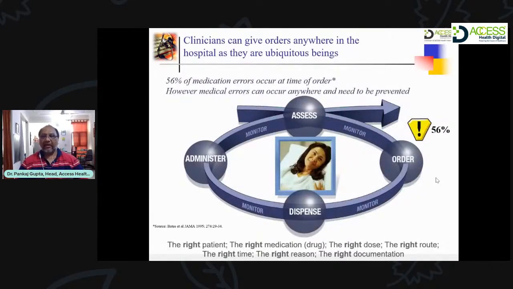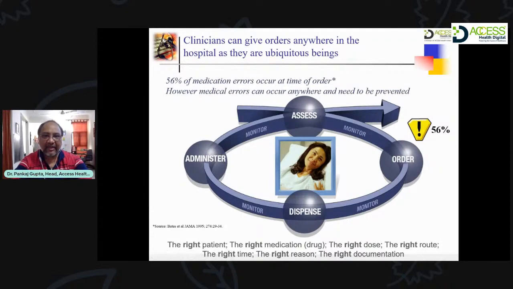So you can see the cycle. So there is an orders stage. This is where the clinical orders are given. A lot of research has said that about 56% of the errors happen at the order stage, and then after the orders, the drug is dispensed at the pharmacy, and then from pharmacy it comes to the nursing station, and then it is administered to the patient.